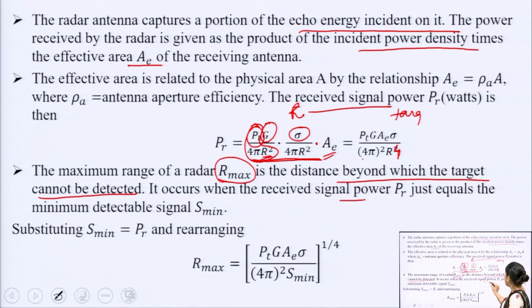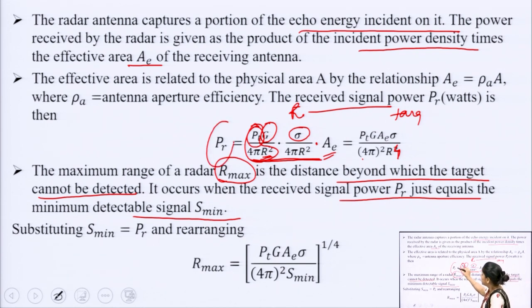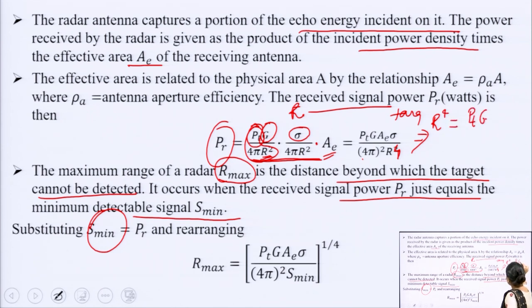It occurs when the received signal power PR is just equal to the minimum detectable signal, S min. So PR is equal to S min, the minimum detectable signal. By cross multiplying, R to the power 4 should be equal to PT G A sigma upon (4 pi) to the power 2, and here PR has to be replaced with the minimum detectable signal, S min.